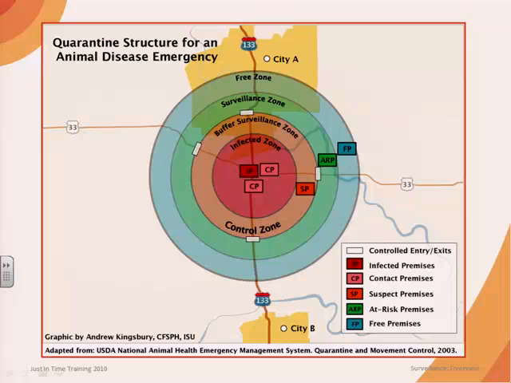Farms with no indication of the disease that have had no contact with an infected premises may be considered a free premises within the free zone. During a response, the infected zone and the buffer surveillance zone are jointly called the control zone. The boundaries of these zones may be modified as the outbreak progresses or draws to an end.